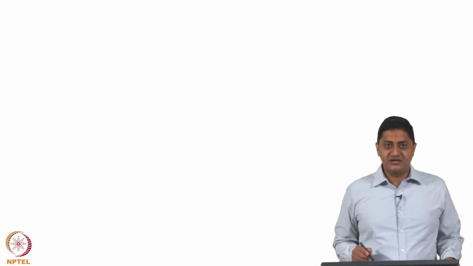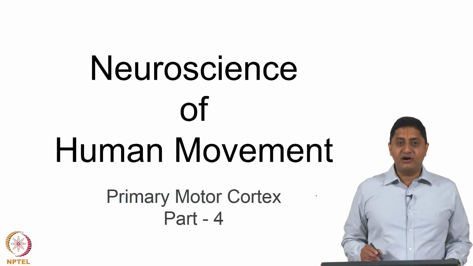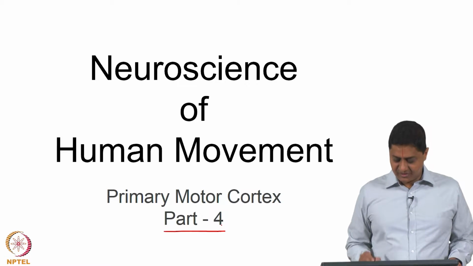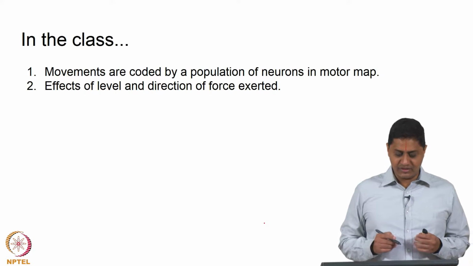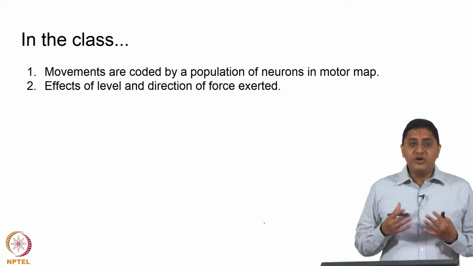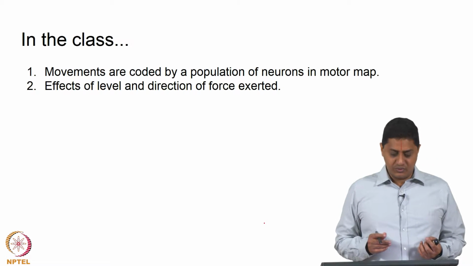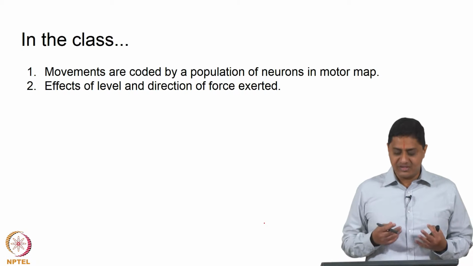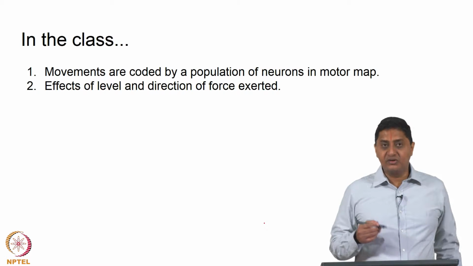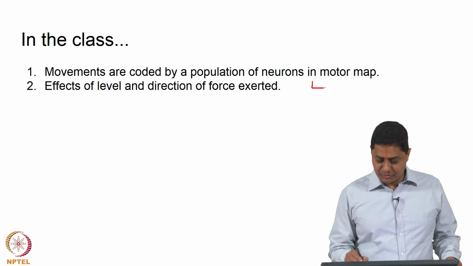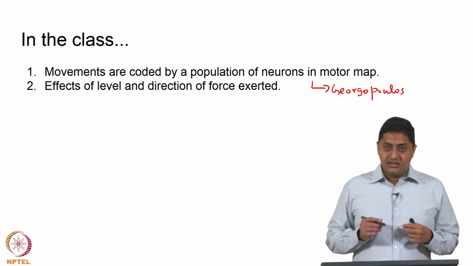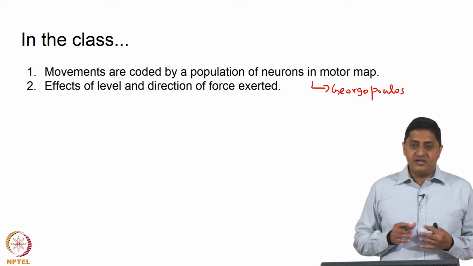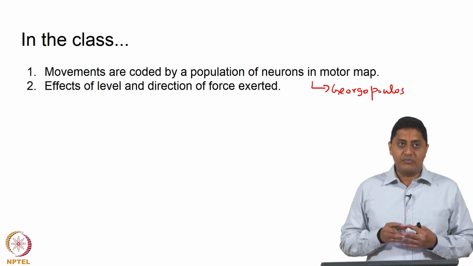So, welcome to this class on Neuroscience of Human Movement. This is part 4 of the class on primary motor cortex. In today's class we will be talking about how populations of neurons contribute to activity or movements, right. In particular the work of Georgopoulos, where he showed that movement direction was encoded in a group or in a population of neurons.